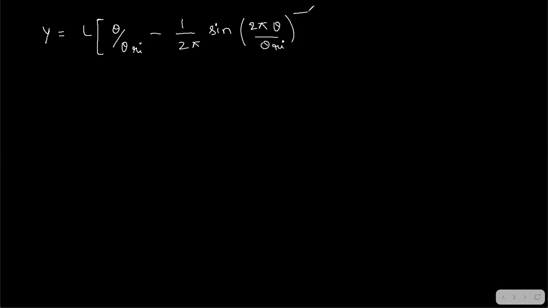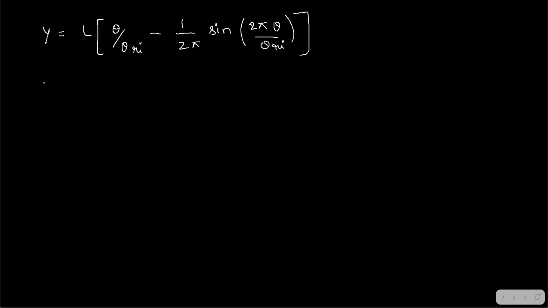Okay, so now we will again repeat the first equation which was written. The first equation was y is equal to L multiplied by, in brackets, theta by theta ri minus 1 by 2 pi sine of 2 pi theta by theta ri, and close the bracket.